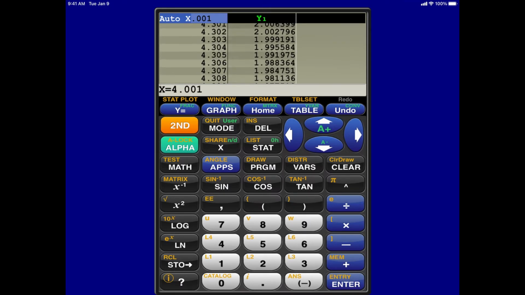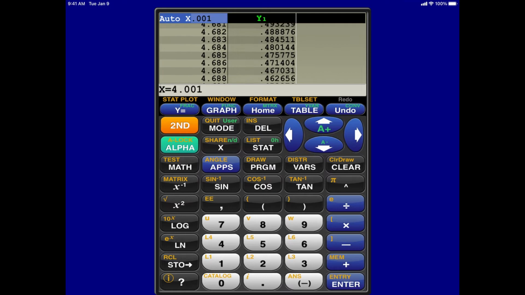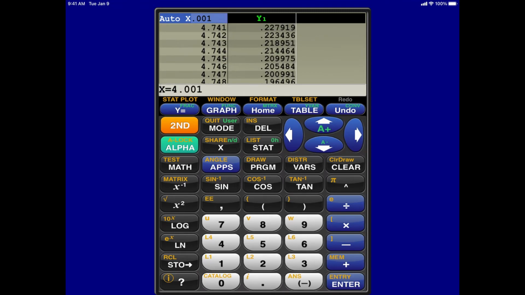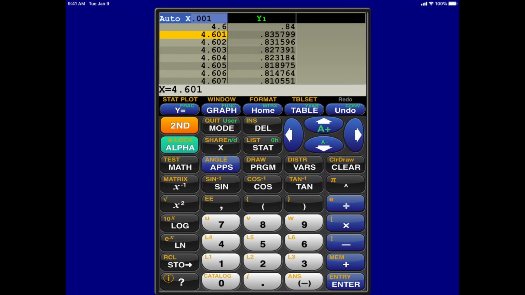Keep scrolling. I can scroll. I'm looking closer to 0. So remember, it's going to be between 4 and 5. We're at 6's, 5's, 4's, 0.3's, 0.2's. It doesn't go anymore. I wonder why. Let's see. Second table set. 4.6. See what happens.